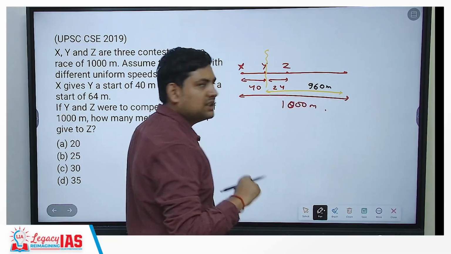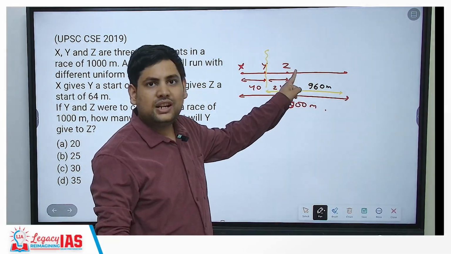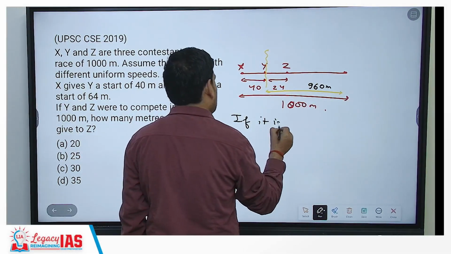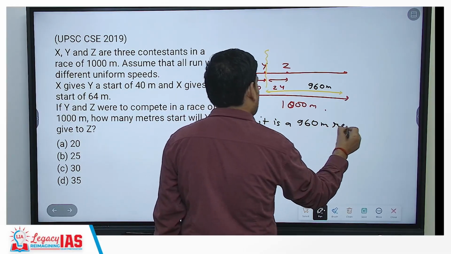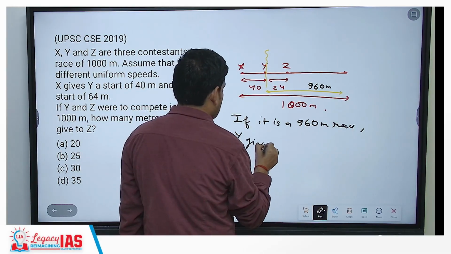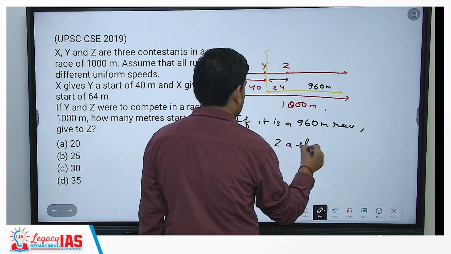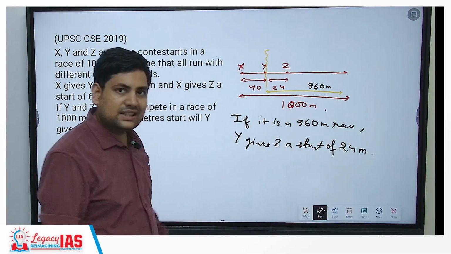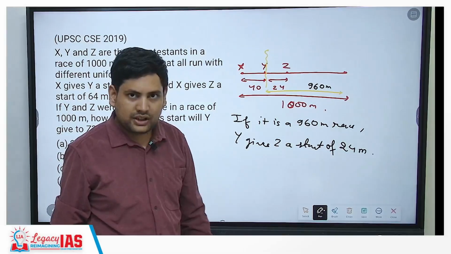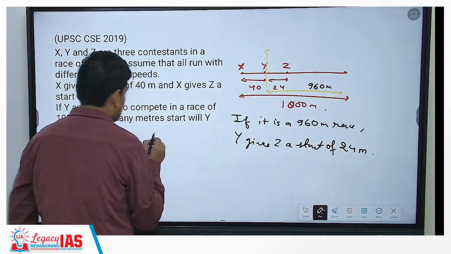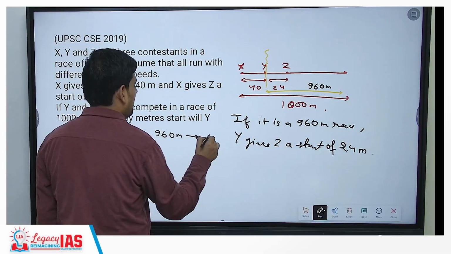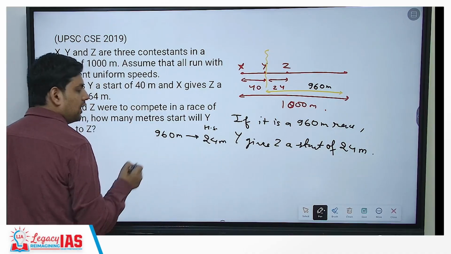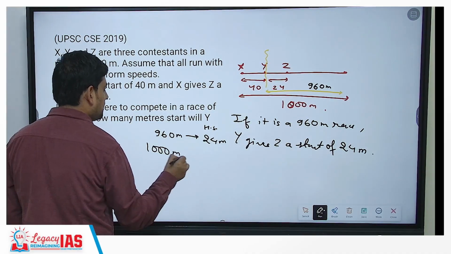So if this is a 960 meter race, then y is giving z a start of 24 meters. So I write, if it is a 960 meter race, y gives z a start of 24 meters. But according to the question, in 960 meters, head start given is 24 meters. Now the question asks, in 1000 meters how much head start he will give.